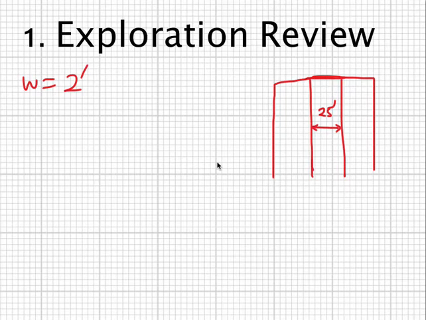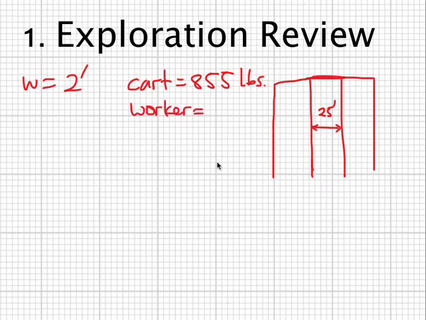And so W is the width. The cart weighed 855 pounds, and the worker weighed, not cost, 250 pounds. Not always, but you have to assume the maximum worker that's probably going to work there, the average is 250 pounds. So then they give us this equation, S equals KWD squared over L.